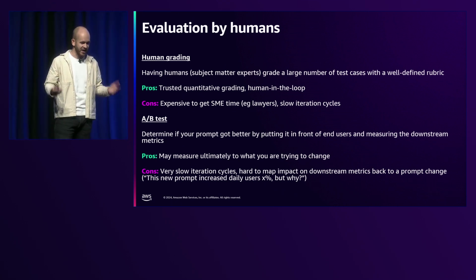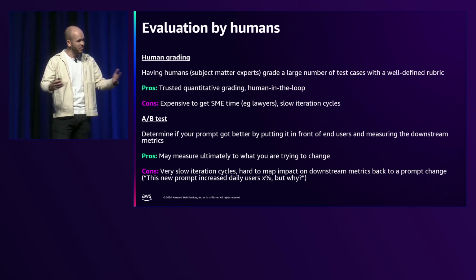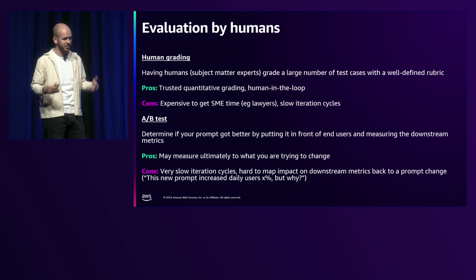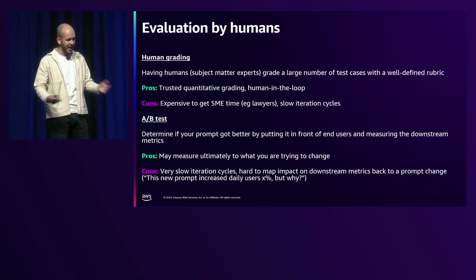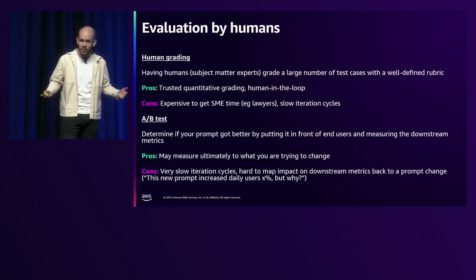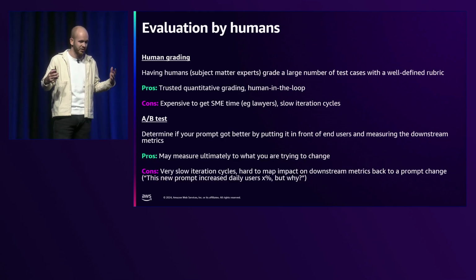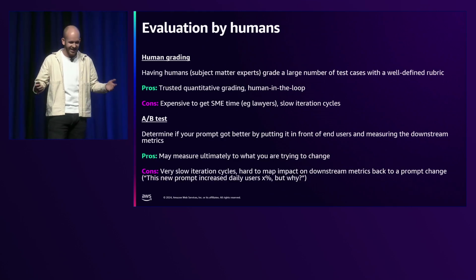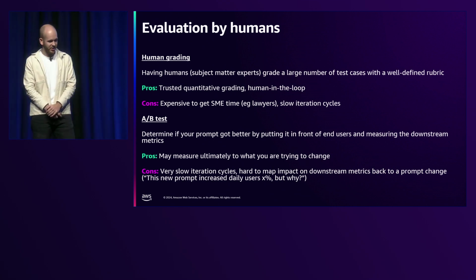Now we have this nice quantitative grading. We have human in the loop, so we really trust the outputs. We feel good about it. But the con here is that the grading can be slow. It can be expensive, particularly, I don't know, if you work in some sort of trusted field and the grader needs to be a lawyer. That can really slow down your iteration.